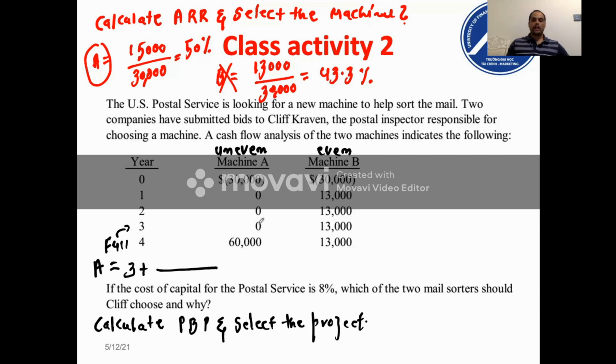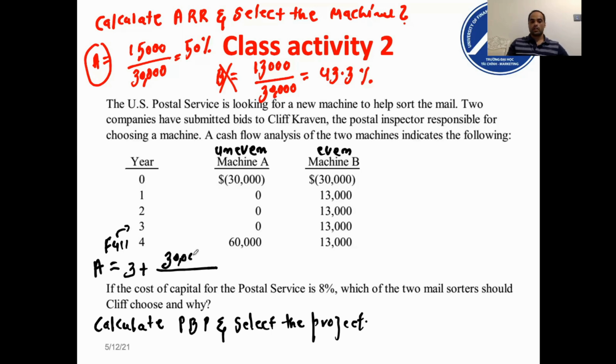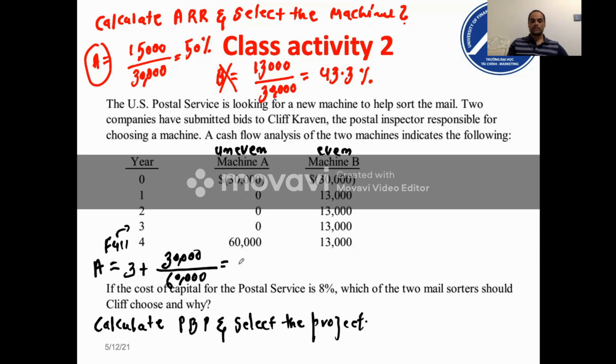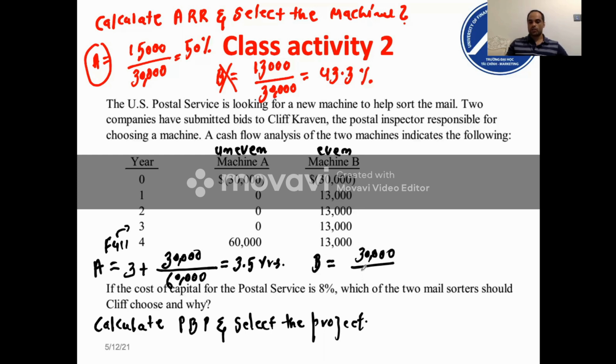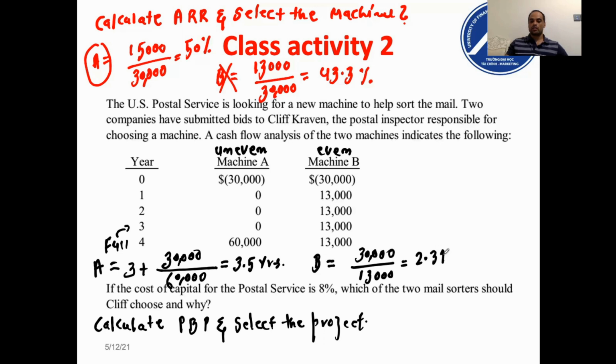So unrecoverable amounts. So obviously unrecoverable amounts will be 30,000, right? Unrecoverable amount is 30,000 divided by next year cash flow. Next year cash flow is the 4th year, which is 60,000. So this is 3.5 years, right? And for project or machine B, formula is initial investment, which is 30,000 divided by average annual cash flow, which is 13,000. If you solve it, you will get 2.309 or something. So 2.31 years.